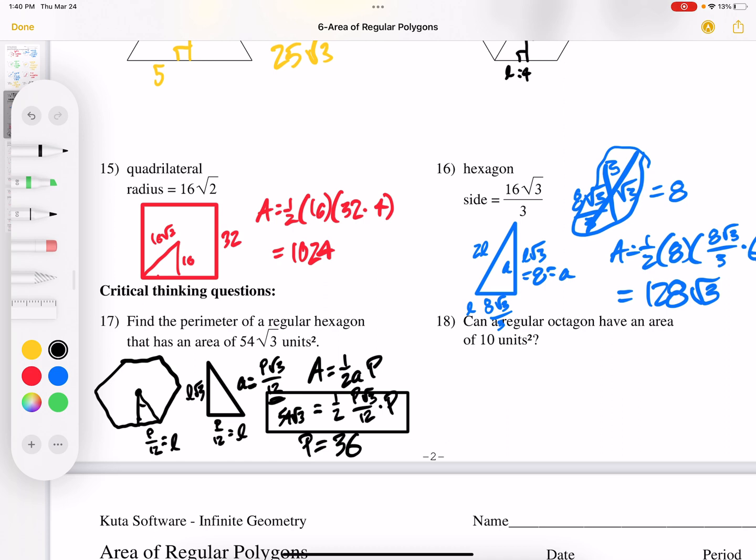Can a regular octagon have an area of 10 units squared? Heck yeah, why not? It just wouldn't have regular integers for side lengths.